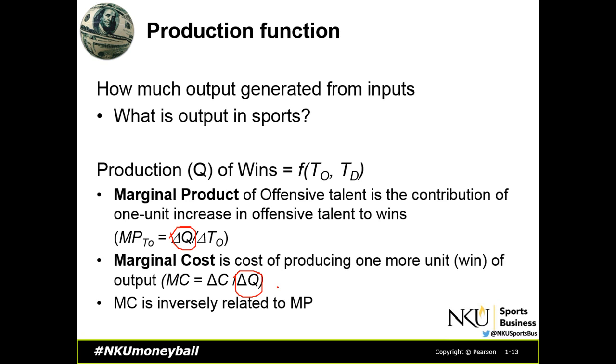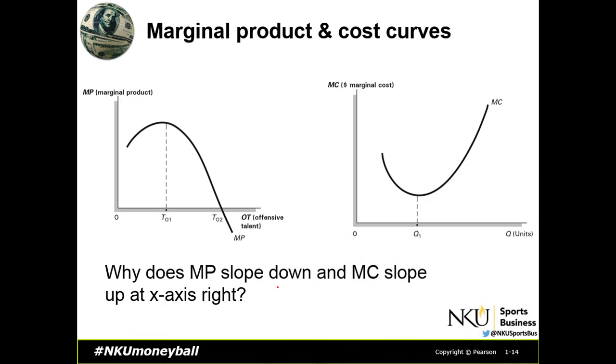So let's look at a graph, and I think this might become a little bit more clear. And let's use football to talk about an example here, American football. So first of all, we have marginal product on the left here, and we have marginal cost on our right graph here. The first thing to notice is these slopes of these curves are inverse of each other. Like we just said, marginal product and marginal cost are inversely related.